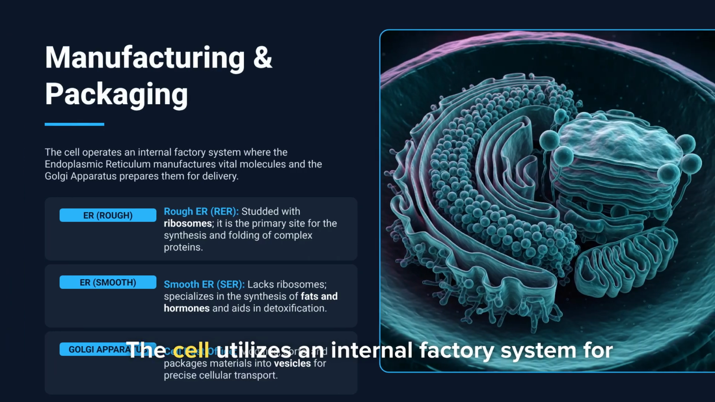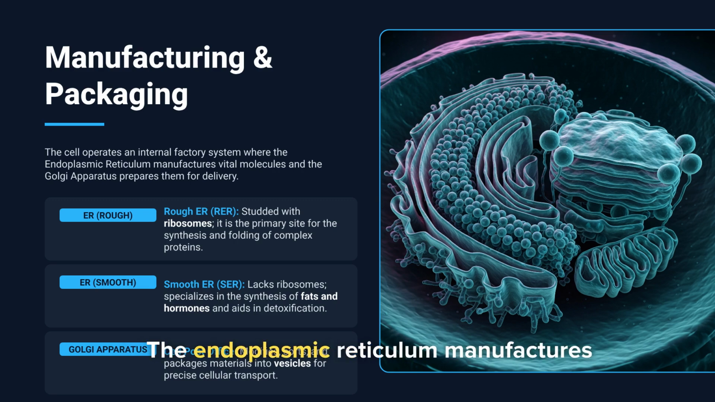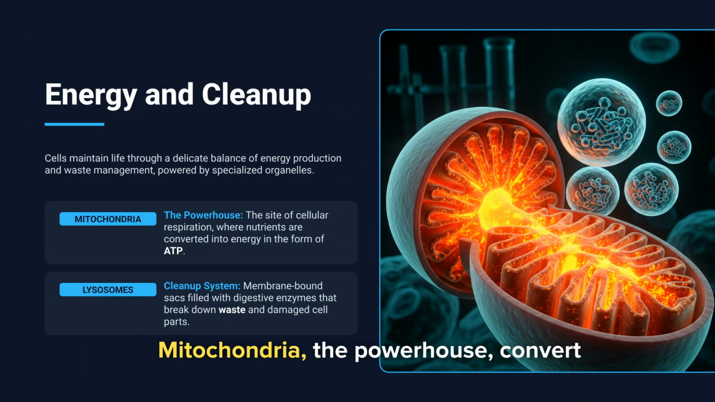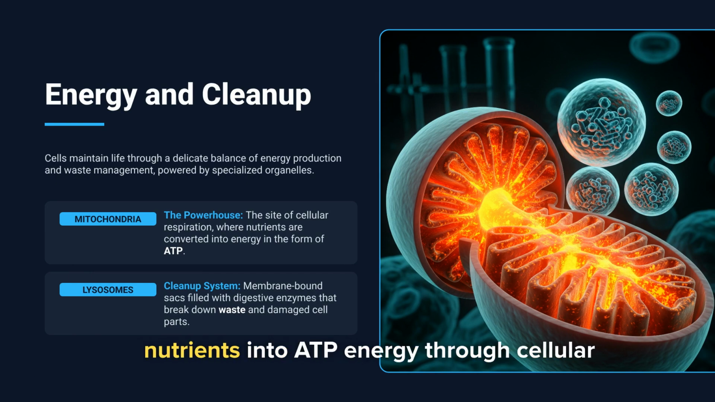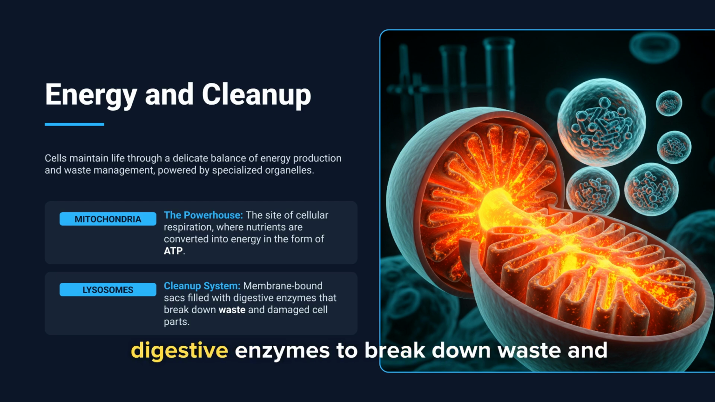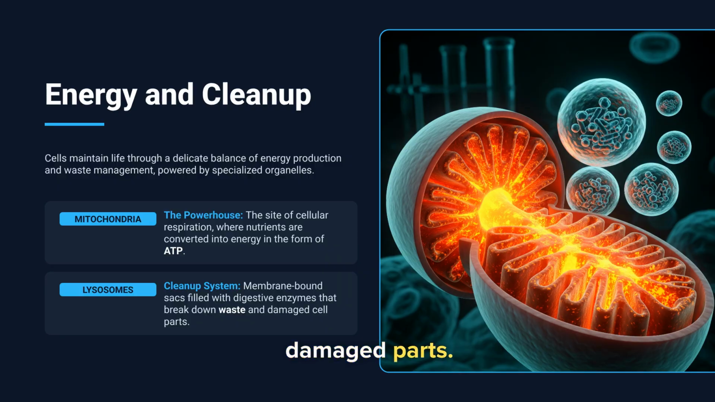form of genes. The cell utilizes an internal factory system for vital molecule production and preparation for delivery. The endoplasmic reticulum manufactures molecules, and the Golgi apparatus modifies, sorts, and packages them into vesicles for precise cellular transport. Cell life is sustained by a balance of energy production and waste management. Mitochondria, the powerhouse, convert nutrients into ATP energy through cellular respiration. Lysosomes act as the cleanup system, using digestive enzymes to break down waste and damaged parts.